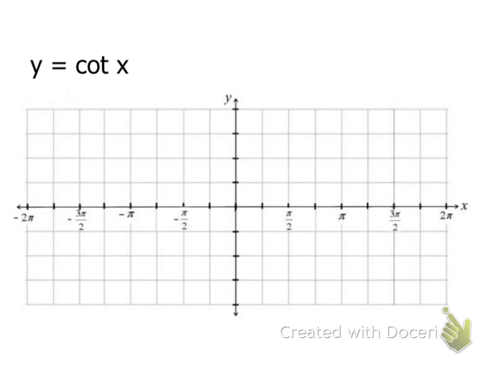For cotangent, cotangent has an asymptote at 0, another asymptote at the end of its period, halfway between is a 0, and then cotangent leans the other direction, so it goes up to down. This would be my cotangent graph.